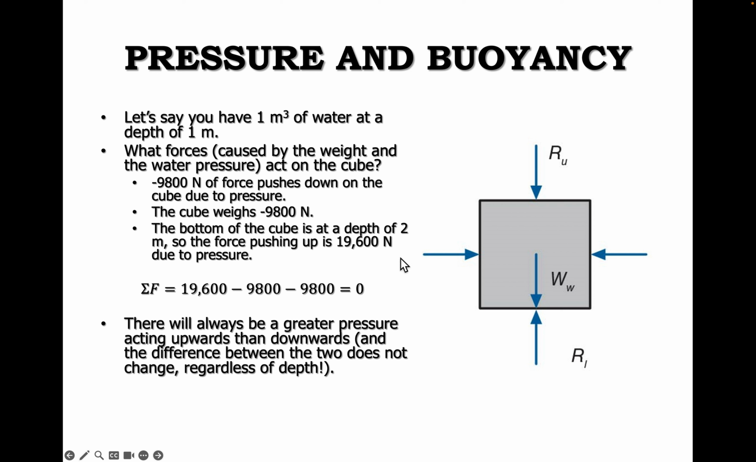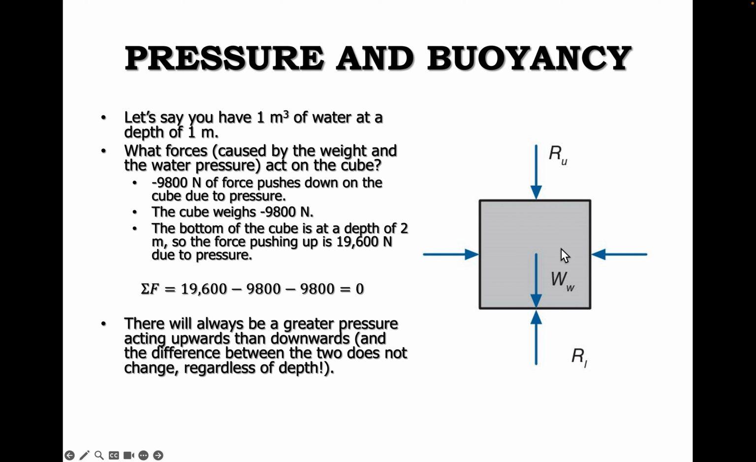Now, how do pressure and buoyancy come into play? Okay. Let's say, for example, you have 1 cubic meter of water at a depth of 1 meter there. And this cube is a meter deep into the water, and the particular object there is 1 meter cubed.